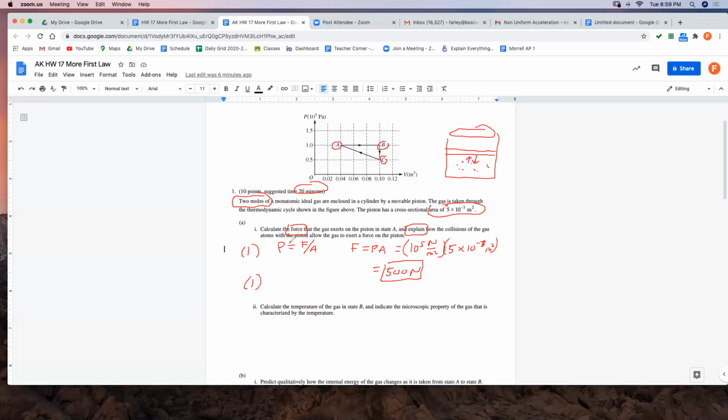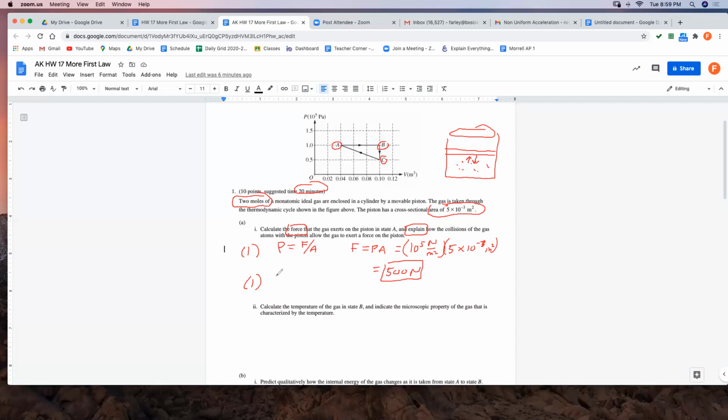I can read, it says here, the collisions of the gas molecules with a container cause a change in the momentum of the gas atoms, which means forces are exerted between the atoms and the piston. Each gas molecule colliding with a wall experiences a force from the wall that changes the molecule's velocity or momentum. So that's the official answer that they give. Basically, the molecules are bouncing into there, causing a force.